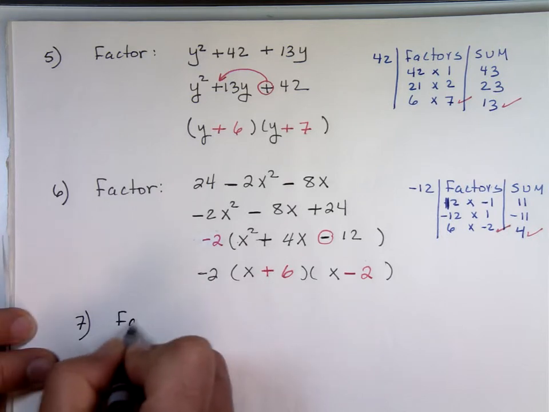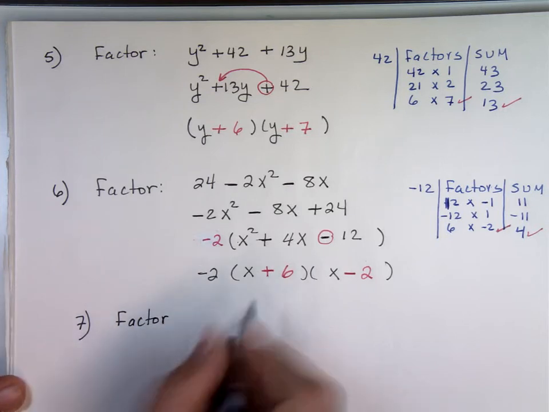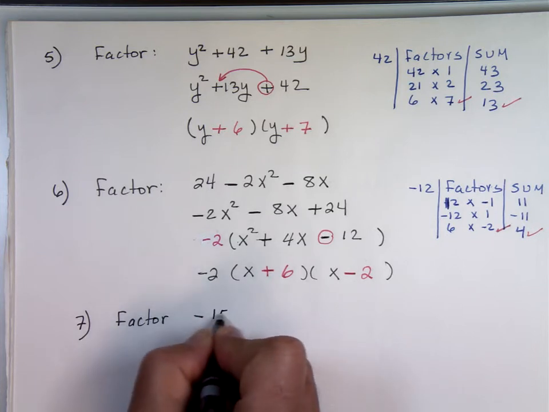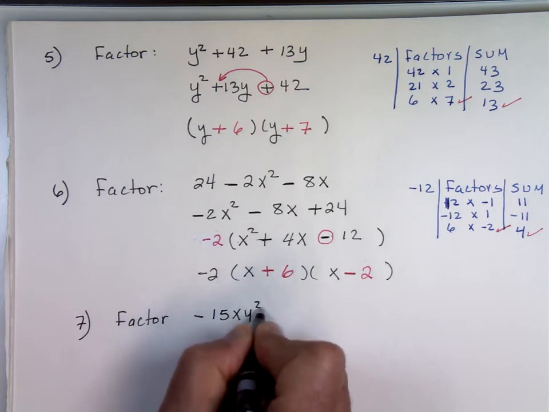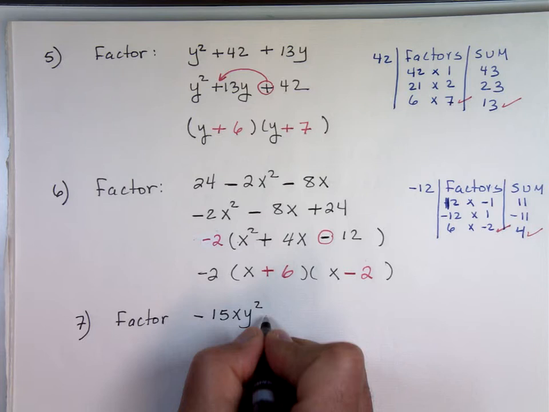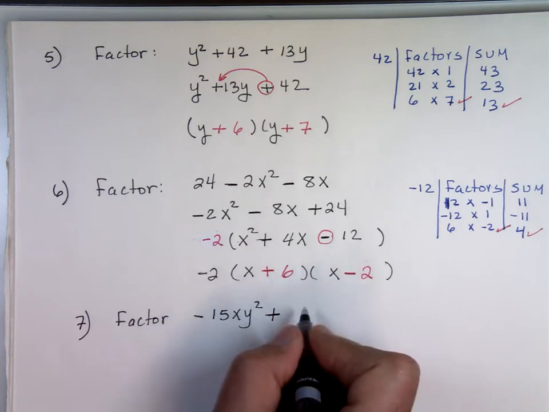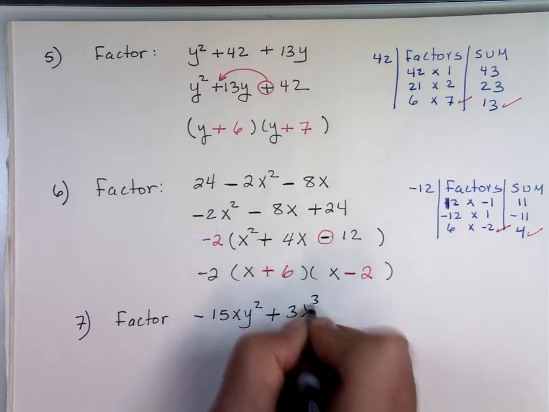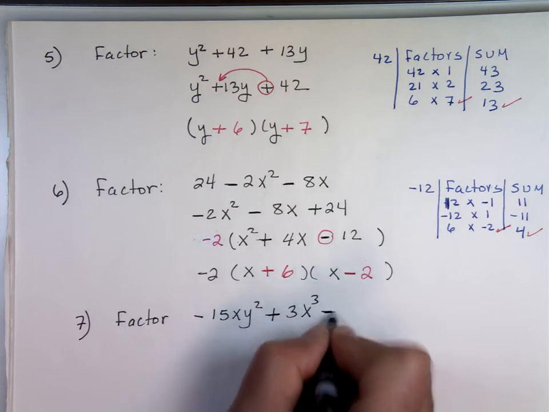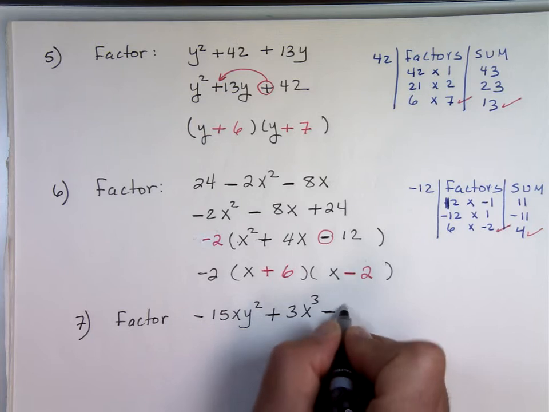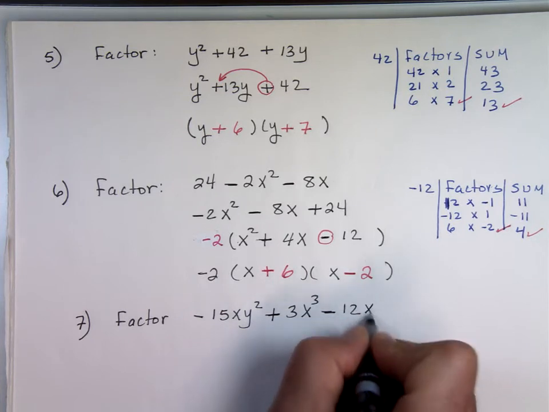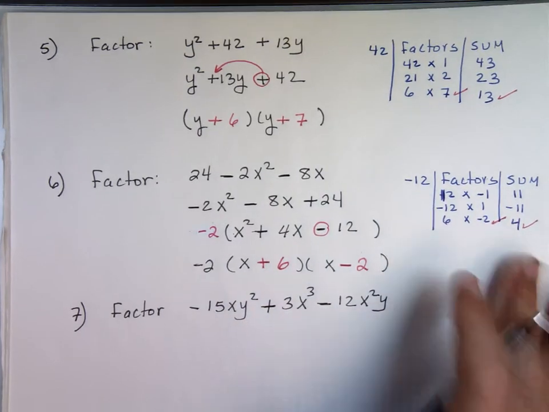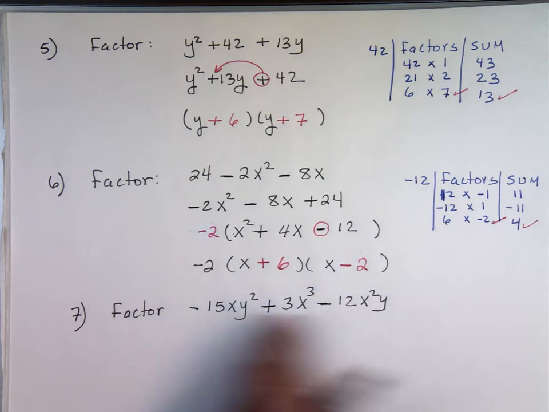Factor negative 15xy squared plus 3x cubed minus 12x squared y. I notice they all have x's in them.